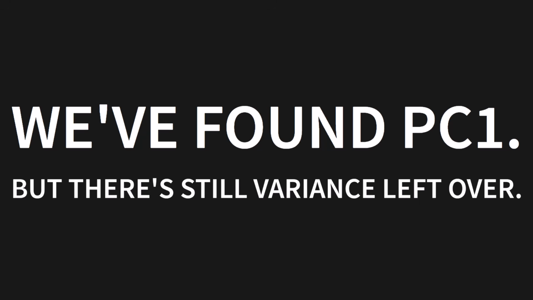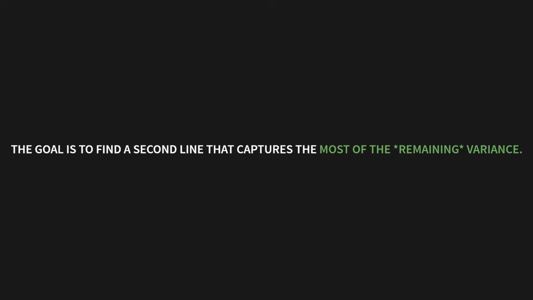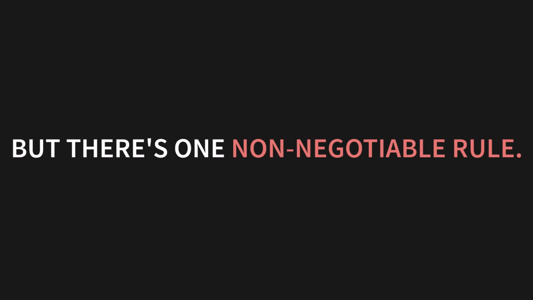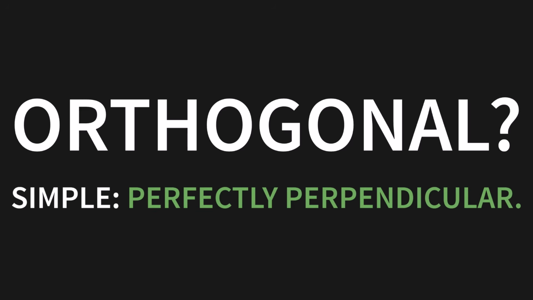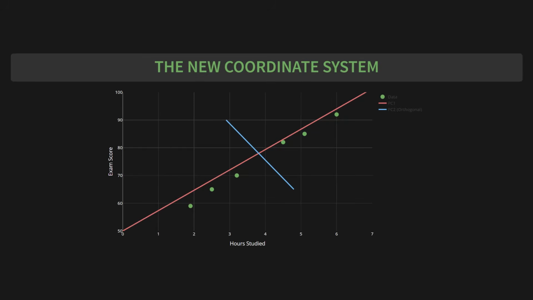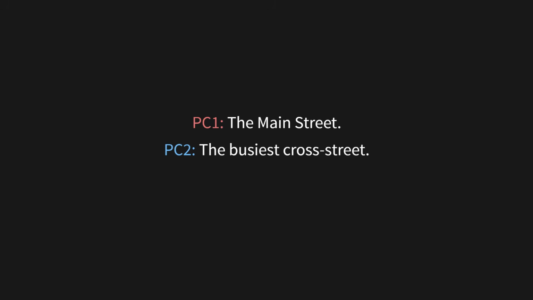So the goal now is to find a second line that captures the most of the remaining variance. But there's one non-negotiable rule. This next direction must be orthogonal to PC1. Orthogonal? It's a fancy word, but it's simple. It just means perfectly perpendicular, a 90-degree angle. And just like that, we have a brand new coordinate system, perfectly aligned with our data. You have PC1, the main street, and PC2, the busiest cross street. Then would come PC3, the next busiest, and so on and so on.